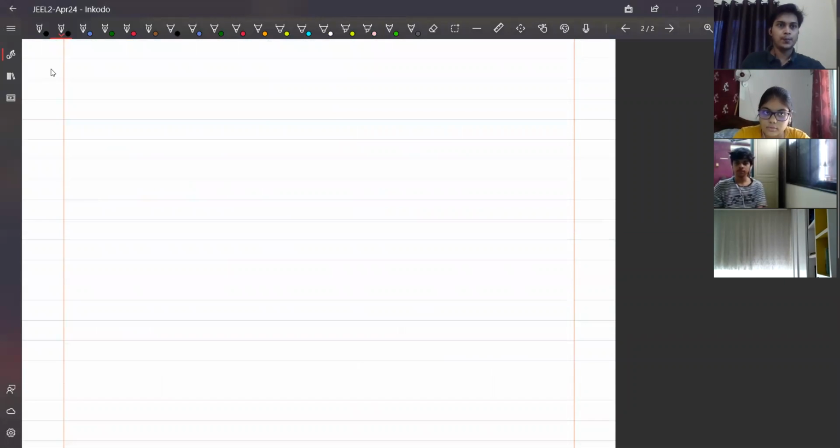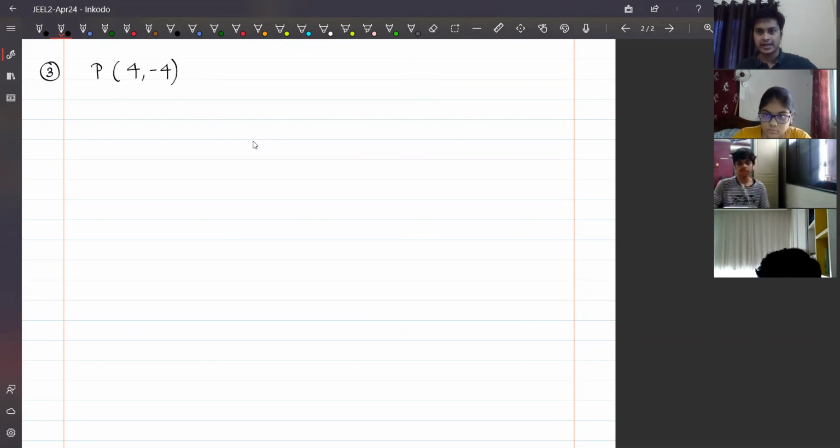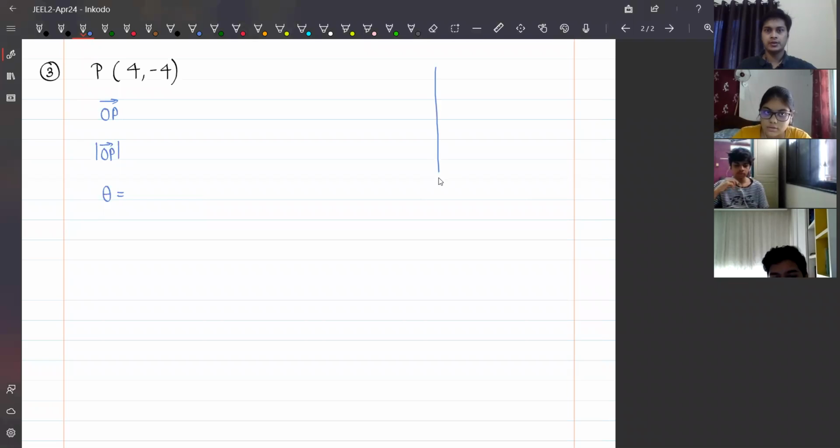We'll practice a few more. Let us say I'm giving the coordinate of point P as 4 comma minus 4. Remember the angle theta is taken from the positive x-axis. So first draw point P, then tell me OP vector, then mod of OP vector, then the angle theta. So don't forget to draw the diagram. That's very important.